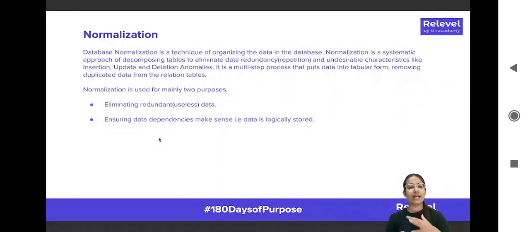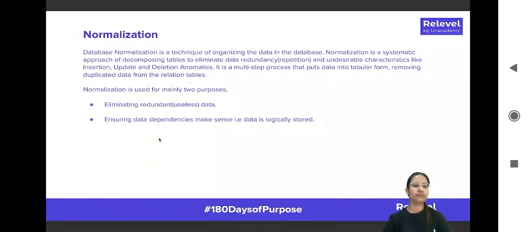Okay. Now, normalization is mainly used for two purposes. First is, again, like I told you, to eliminate redundant or useless data and make sure that the data dependencies make sense, right? The functional dependencies that we have actually make sense and the data is logically stored, right? When you have data in tabular format, it logically makes sense to store something in a particular entity and in terms of particular attributes. Okay, so we organize the data well using normalization and it helps solve a lot of problems.